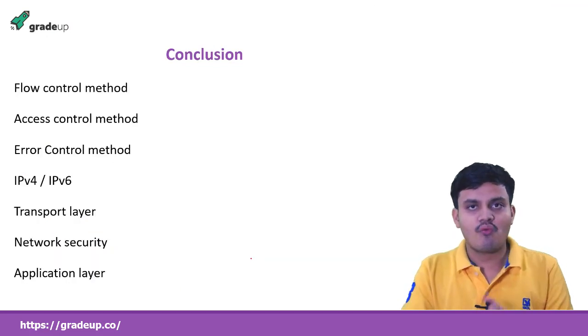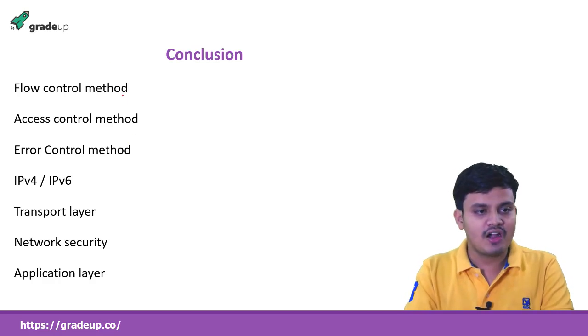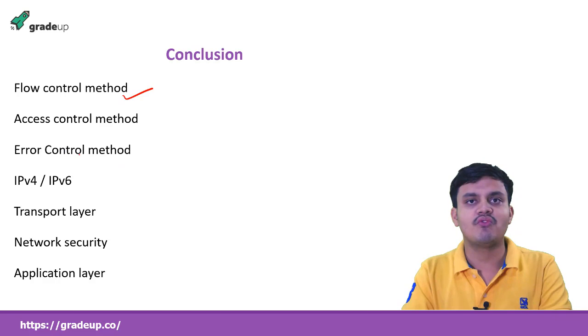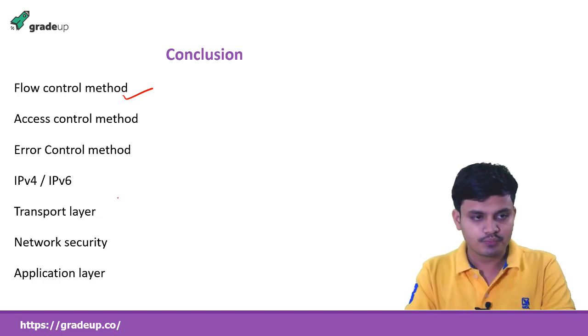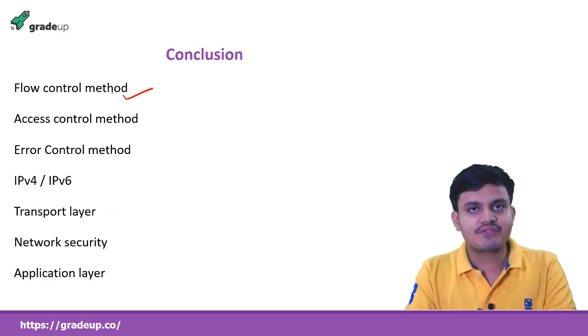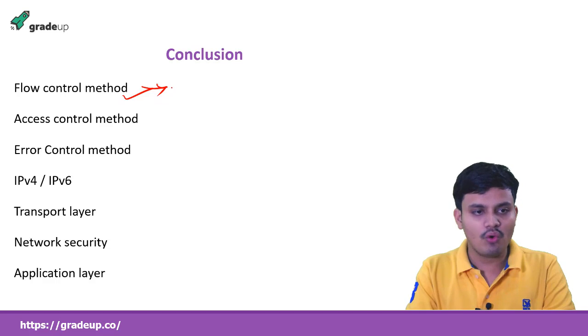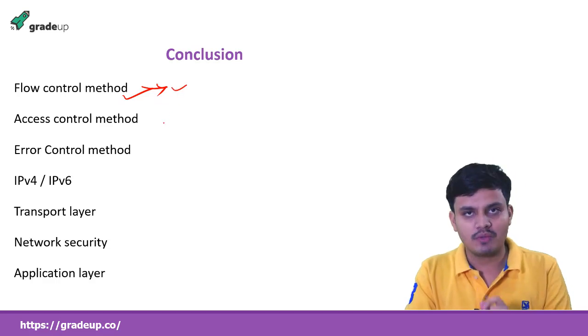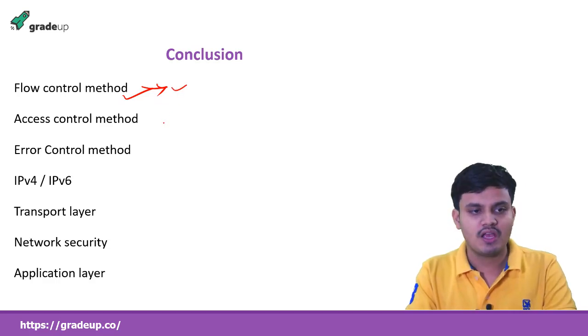So till now, we have learned about flow control, access control, and error control methods. We have seen IPv4, IPv6, transport layer, network security and application layer. Now I am going to tell you the important topics, what is really important and where you should focus more. If you see all the top flow control methods, all of them are very important, and they have asked a lot of questions from these methods.